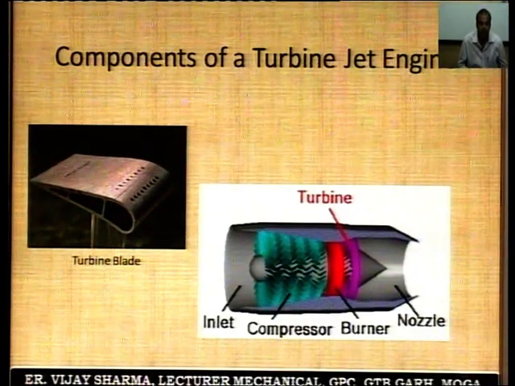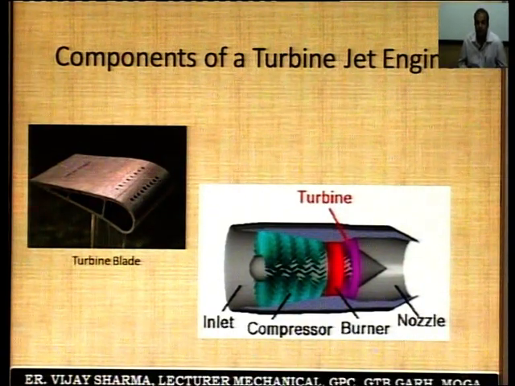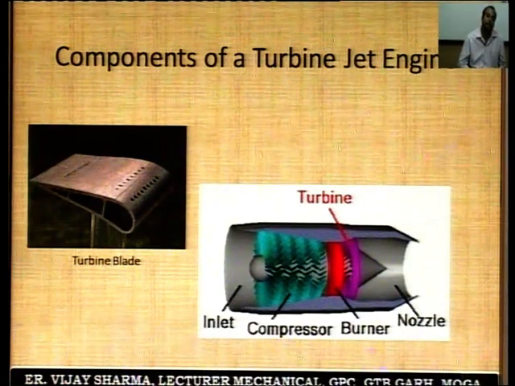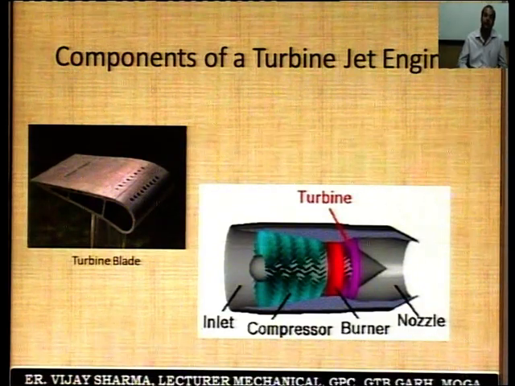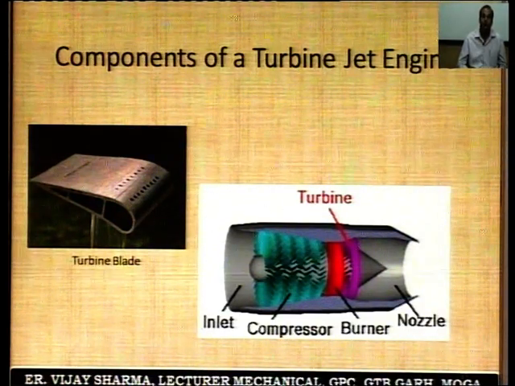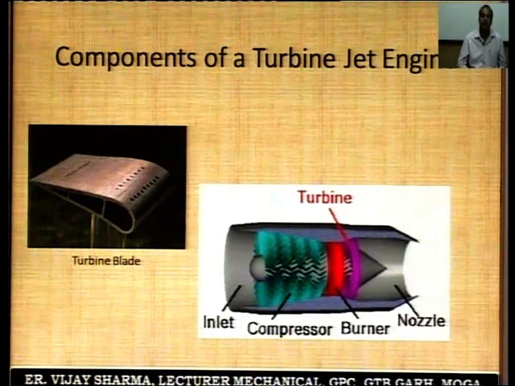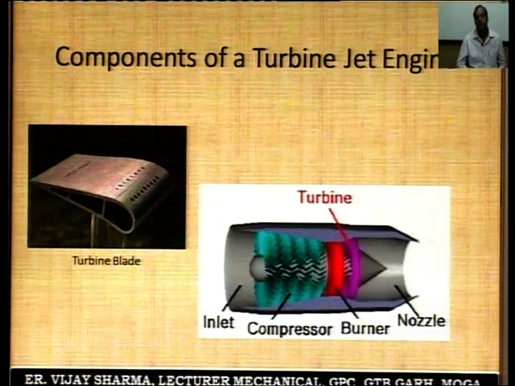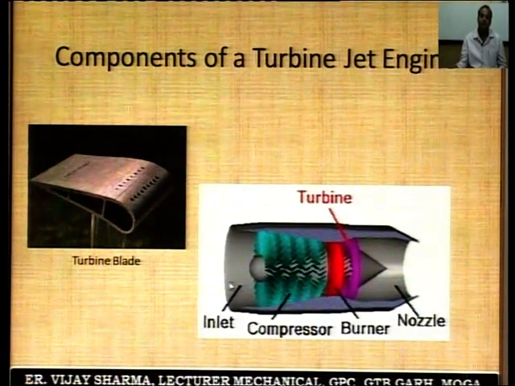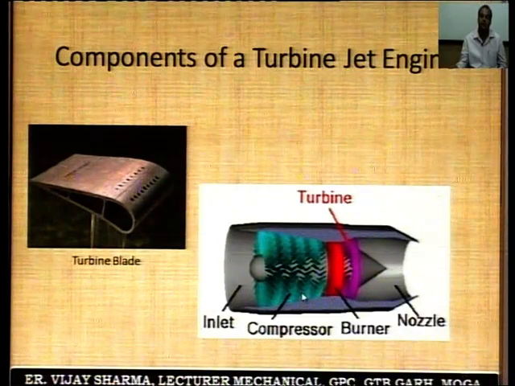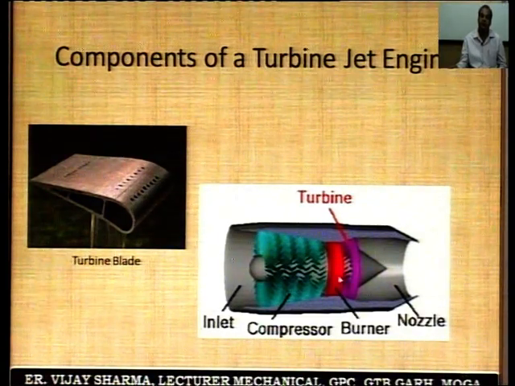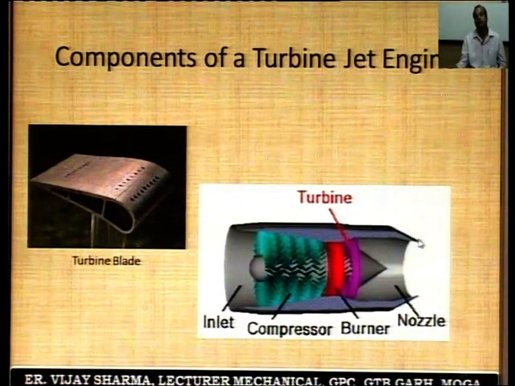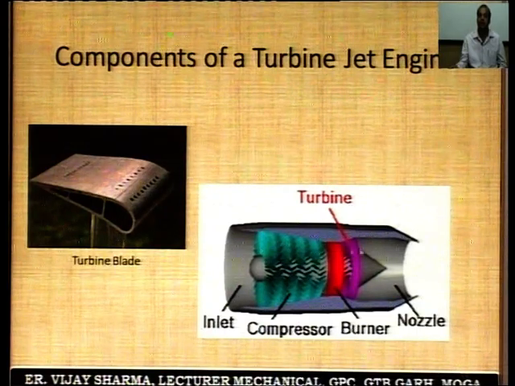Let me discuss some components of a turbine jet engine. In the left, it is a turbine blade, and in the right hand side of the slide, we can see some inlet area. Here is the inlet area. This is the compressor with the blades. Here is the burner. Here is the turbine, and last is the nozzle. From this point to this point, it is called a jet engine.